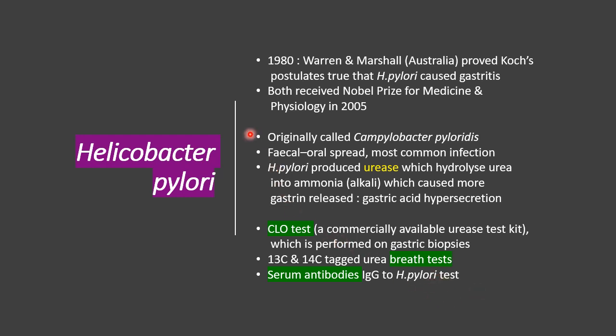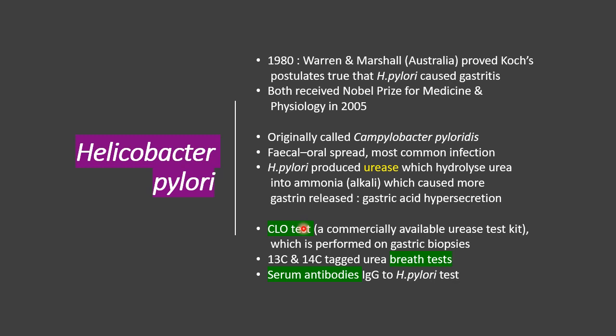Originally known as Campylobacter pylori, it is usually spread by the fecal-oral route, and is the most common infection of the stomach today. H. pylori produces urease, which hydrolyzes the urea to ammonia, which is an alkali that causes more gastric acid release. So gastric acid hypersecretion is produced in patients with Helicobacter infection.